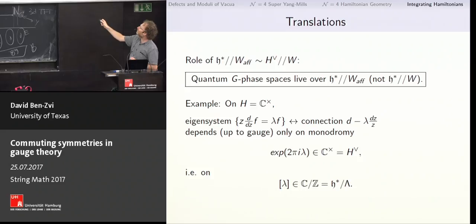They don't. They live over Cartan mod WF. So what's the difference between Cartan and between W and WF? It's translations. So let's just be very explicit. Take the group to be C star, right?